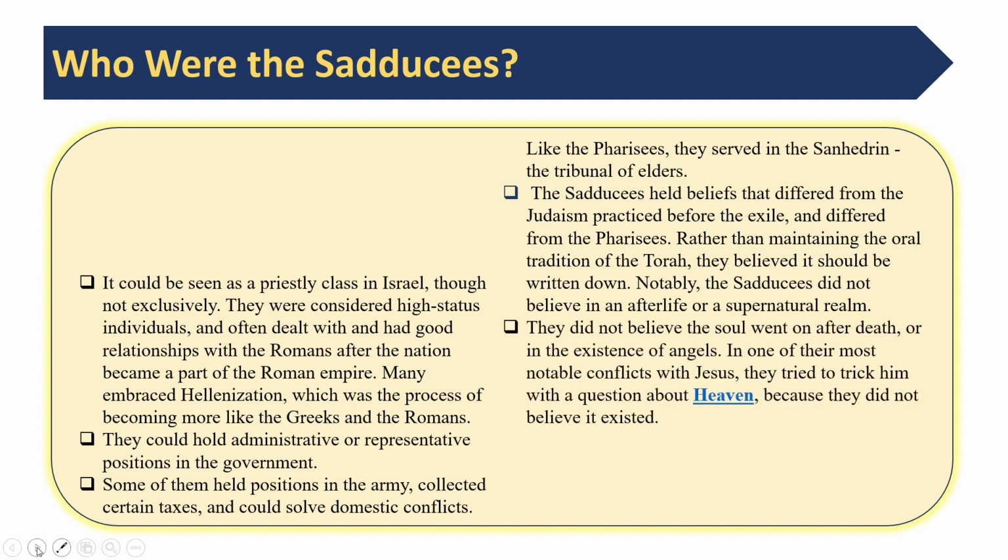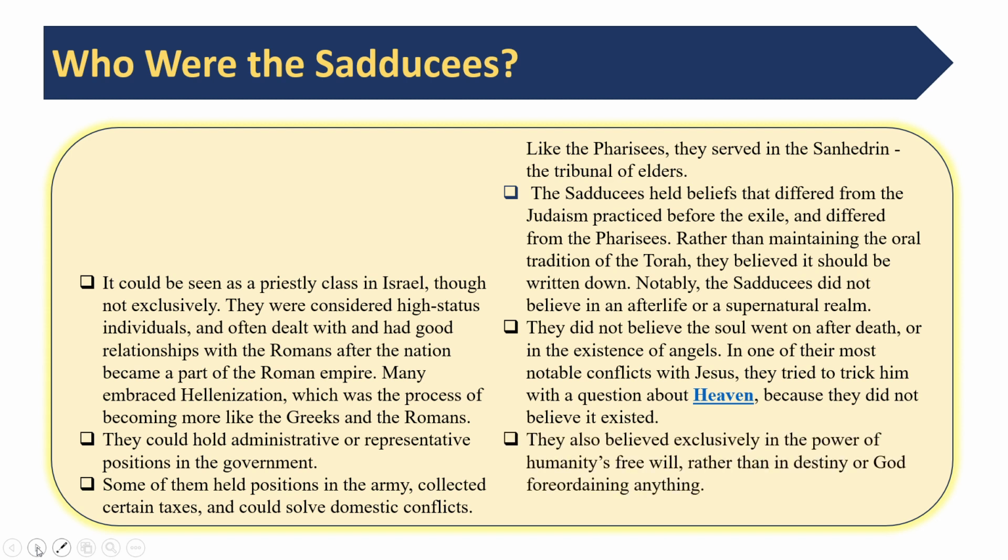They did not believe the soul went on after death, or in the existence of angels. In one of their most notable conflicts with Jesus, they tried to trick him with a question about heaven because they did not believe it existed. So even some people do not believe we have life after death, but some people do believe. They also believed exclusively in the power of humanity and free will rather than destiny or God ordaining anything.